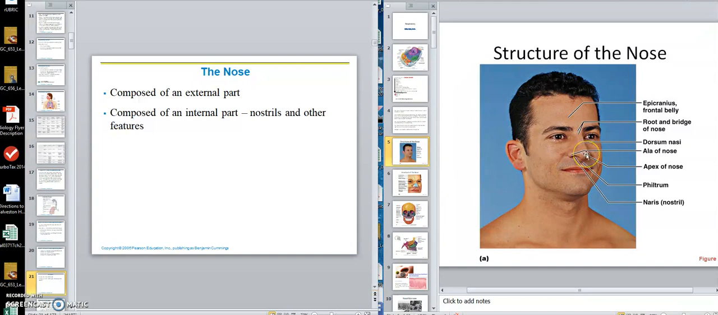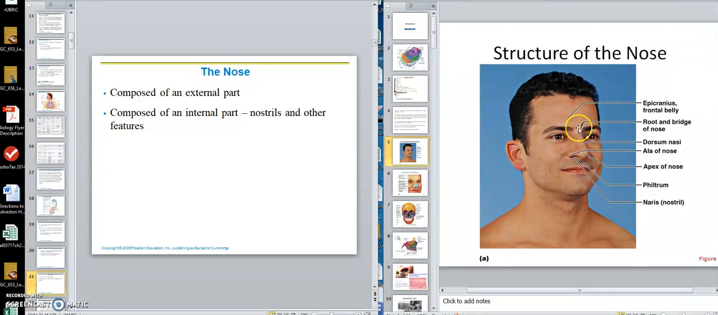That little tip is your apex. These are the ala nasi. So in other words, if you are having trouble breathing and you are trying to open that nostril, then we'll say you have flaring of the alae nasi. Flaring of the alae nasi.